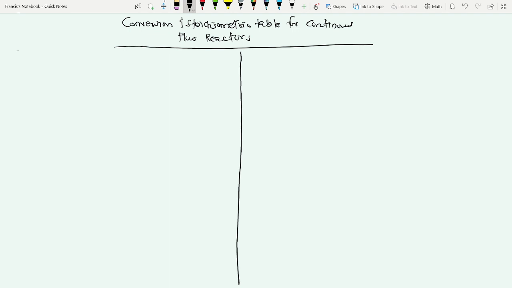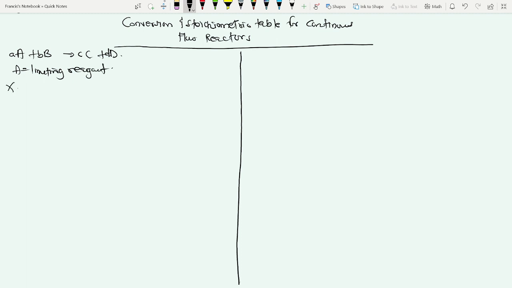So when you have a reaction, let's say A plus B going into C plus D, with coefficients a, b, c, d. And let's assume A to be our limiting reagent. A is our limiting reagent.